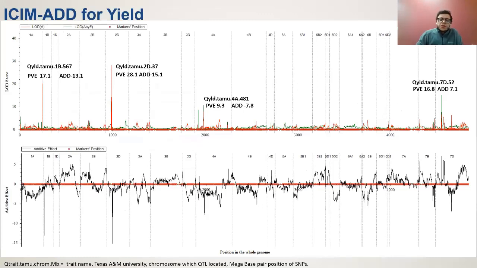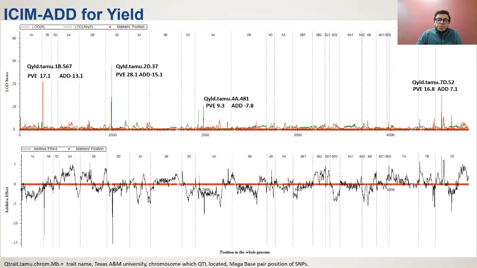We have multiple consistent and pleiotropic QTLs for yield and yield components in different chromosomes. Before I start to talk about the QTLs, I should explain some terms. For example, a consistent QTL means the QTL was found in more than one environment, or in one environment and the across environment.